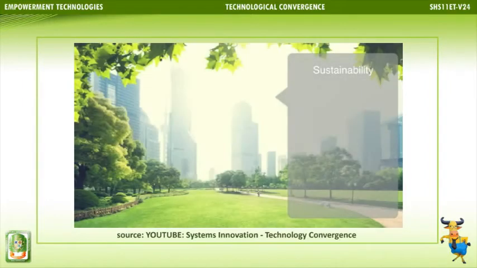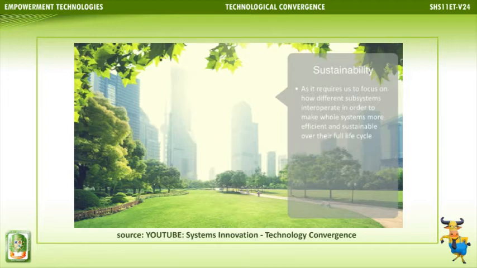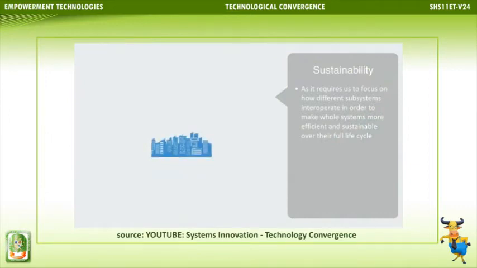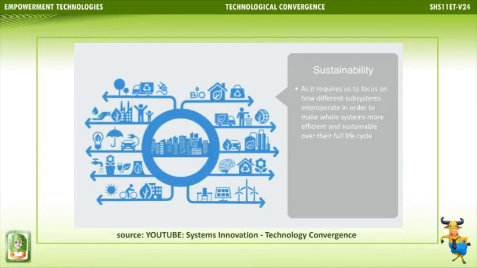Sustainability is also another driver of convergence, but more on the macro scale, as it requires us to focus on how different subsystems interoperate in order to make whole systems more efficient and sustainable over their full life cycle. Sustainable cities are urban environments that are able to identify how their different subsystems can work together. Again, this means designing integrated, convergent systems. For example, this might involve asking how the structure of the urban environment relates to its transportation system and how their energy consumption relates to the city's air quality and so on. Again, this has a networking effect as we cut across traditional domains, and it drives the convergence of different functions and silos onto common platforms.